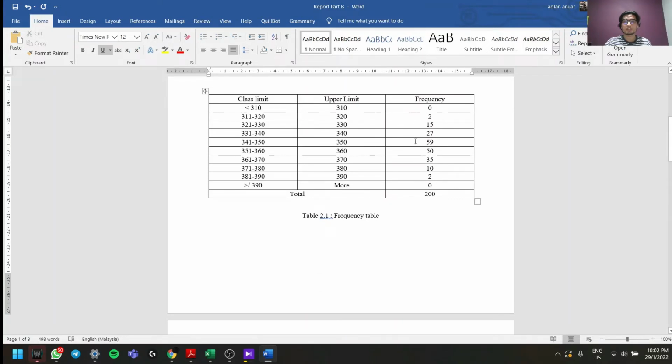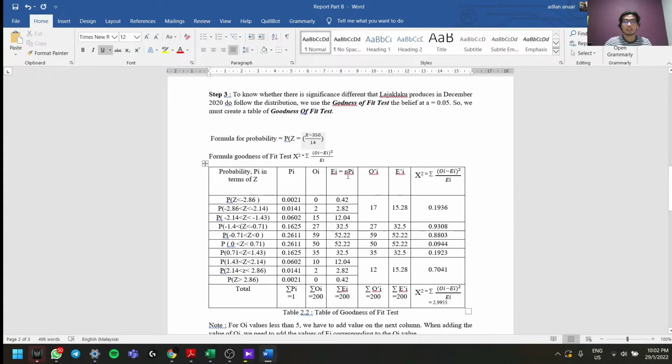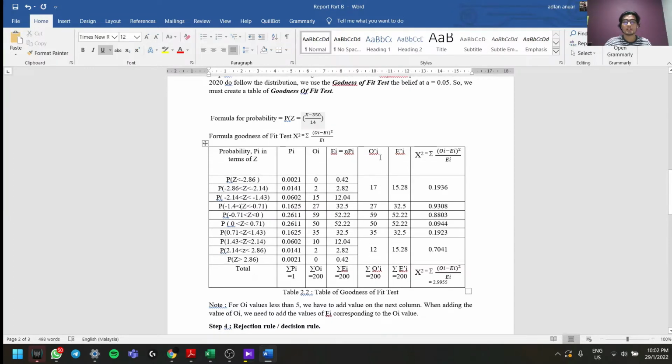I just take this frequency and put it here. Then Ei is equal to n multiplied by pi, where n is 200. 200 multiplied by 0.0021 gives 0.42. The Oi must be greater than 5, so I add 0, 2 and 15, and the answer is 17. Same with the Ei, it must also be greater than 5, so I add 0.42, 2.82, and 12.04, and the answer is 15.28.